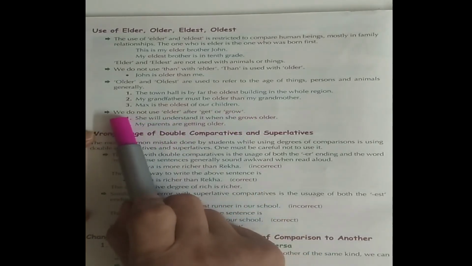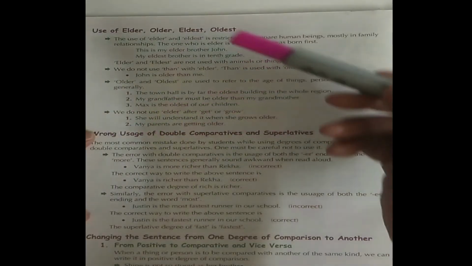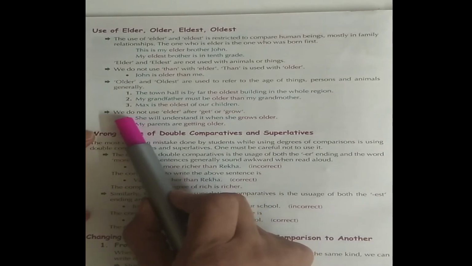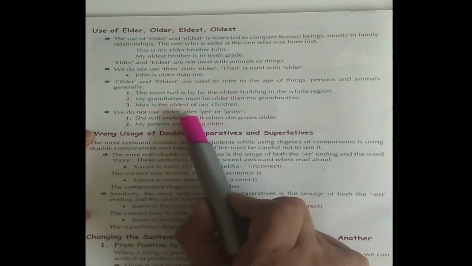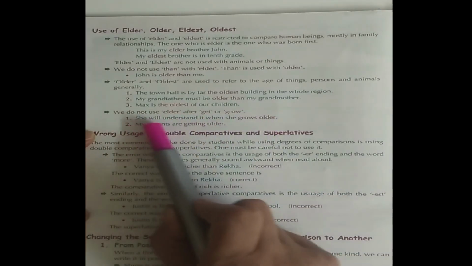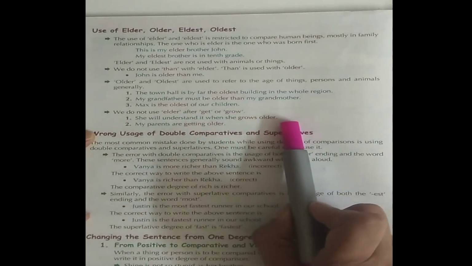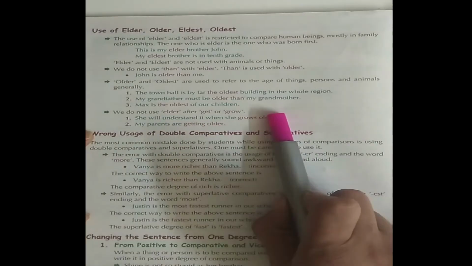Yes. And the next instruction on how to use elder, older, eldest and oldest. The last point is that we do not use elder after get or grow. She will understand it when she grows older. My parents are getting older.